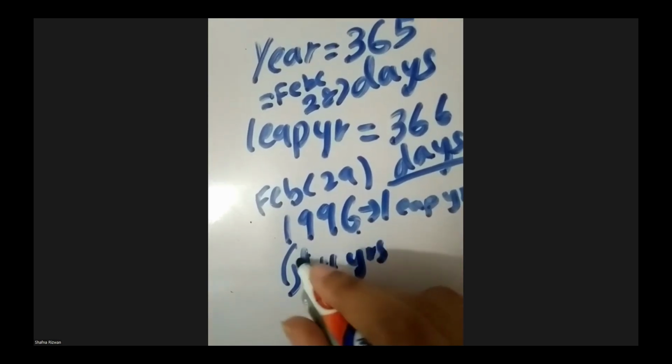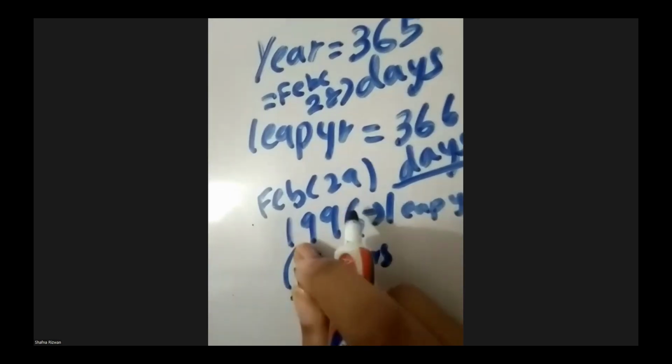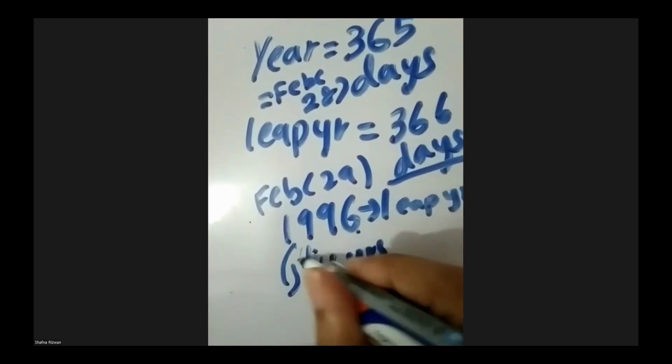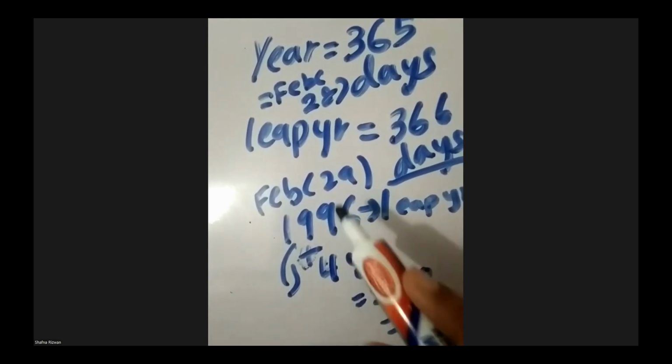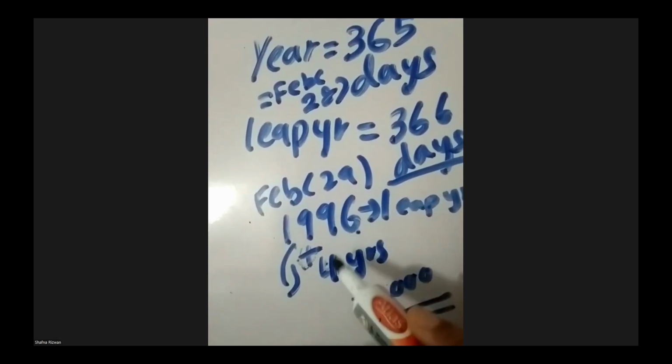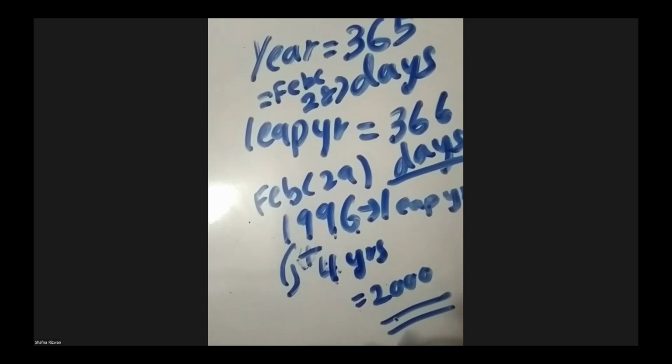So 1996 plus 4 will give you how much? It will give you 2000. So what's your next leap year? That is 2000. 2000 will become your next leap year. Did you understand? Always you will have a leap year every 4 years. After 1996, to get the next leap year, add 4 to this. So you will get 2000. 2000 is your answer, your next leap year. Did you understand?